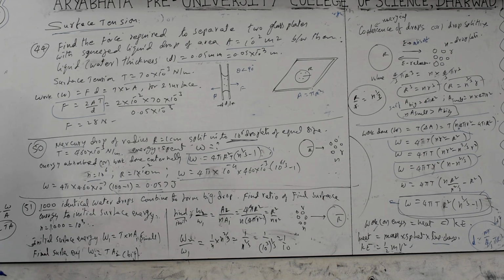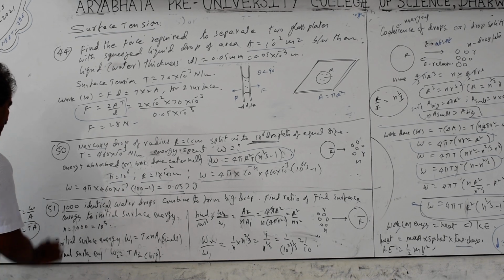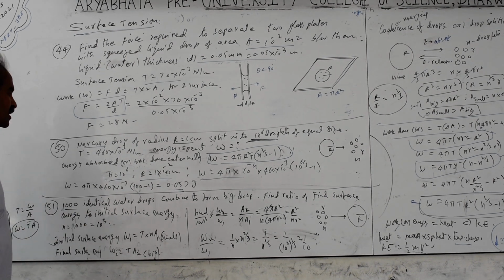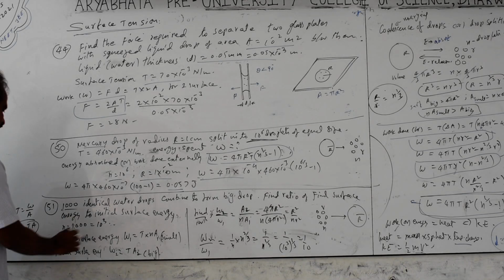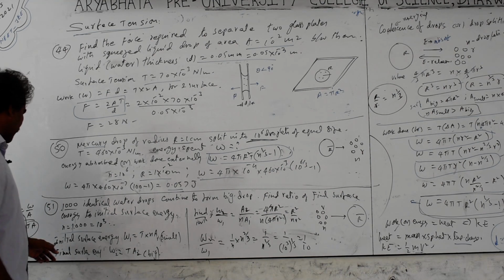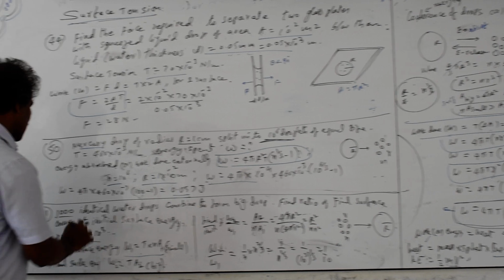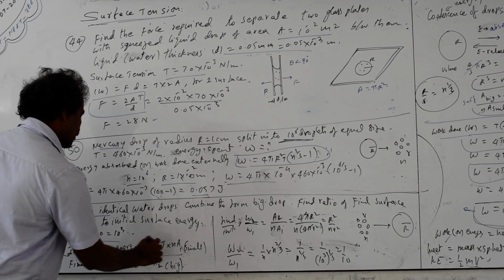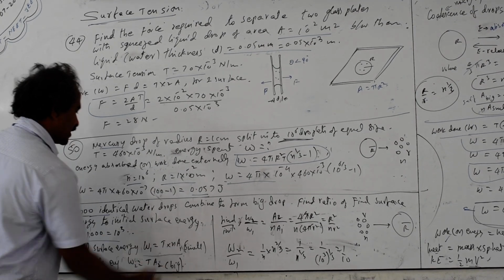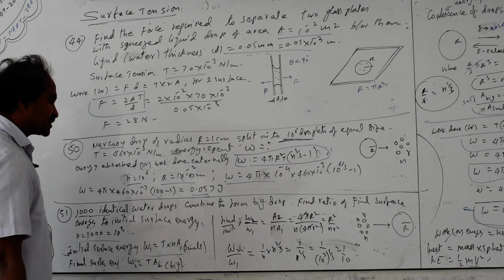Next, question 51. This is the reverse of the previous one. Here, mercury drops are combined, and what they mention is that 1000 identical drops combine to form a big drop. Find the ratio of the final surface energy to the initial surface energy. They didn't mention the bigger radius or the smaller radius. Both need to be cancelled, not required here. Initial surface energy is for the small droplets, which is surface tension into area. For n droplets, you take n into A1, which equals n into 4 pi r square.